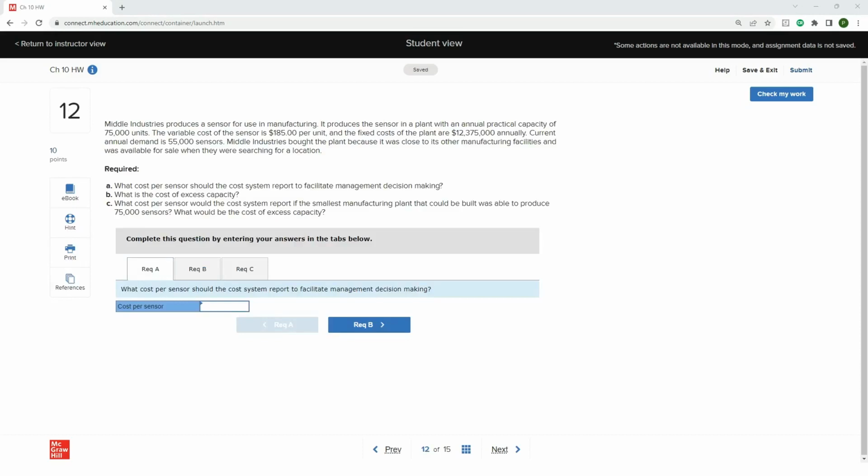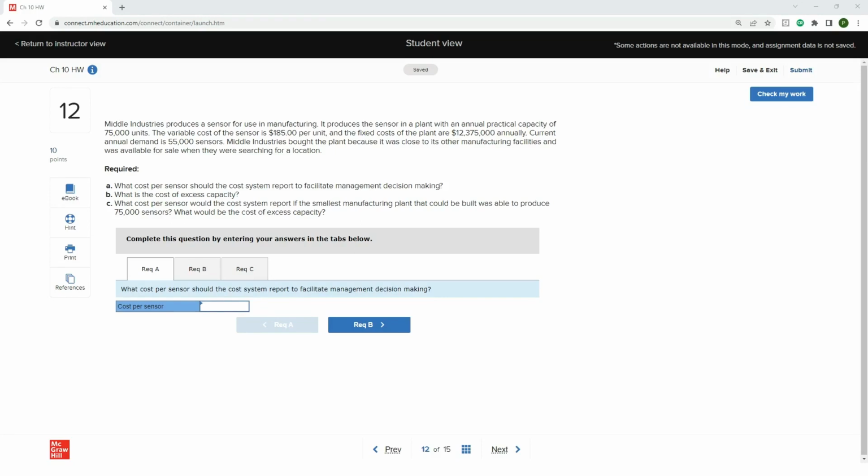Question 12. This question deals with excess capacity and how to allocate it. In this question, Middle Industries produces a sensor for use in manufacturing. The plant has an annual practical capacity of 75,000 units. Practical capacity means that actual capacity could be higher than 75,000. Probably the plant could produce 85,000, 90,000. But practically, when you consider machine breakdowns and maintenance and other factors, the practical capacity is 75,000.